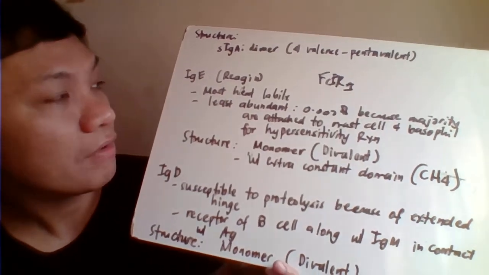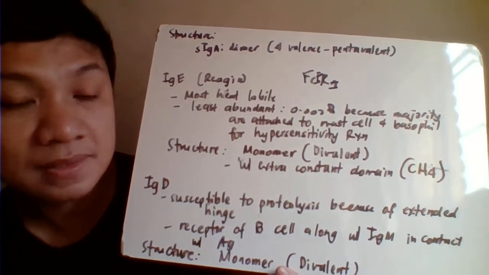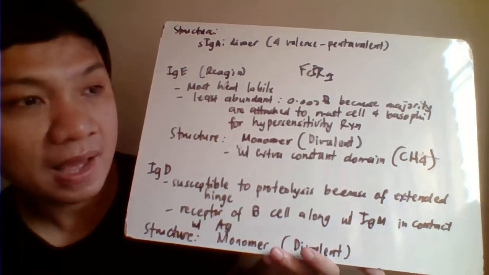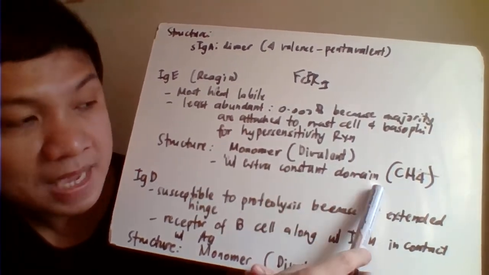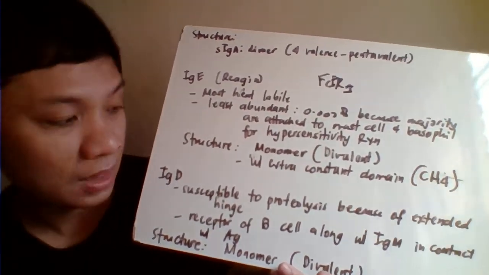Okay, for the structure of your IgE, this one is a monomer, so it will have the divalent antigen binding site, but it would have an extra constant domain. So up to CH4 siya, katulad ng IgM natin.